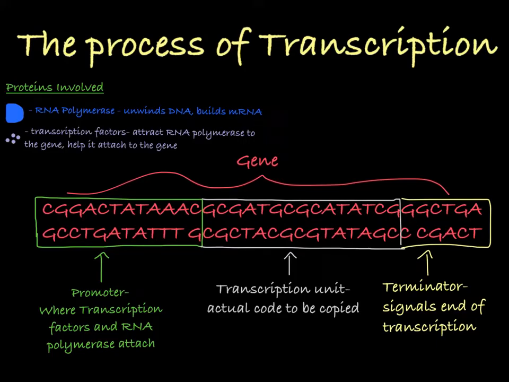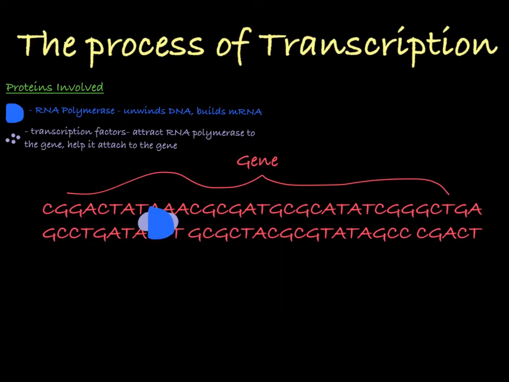The promoter region of the gene usually contains a sequence called the TATA box, which contains the sequence TATAA. This TATA box in the promoter is where some of the transcription factors will bind to the DNA. Once the transcription factors have bound to the TATA box, they can recruit the RNA polymerase to the promoter of the gene, helping it bind to that region upstream of the transcription unit.